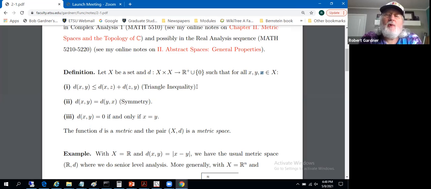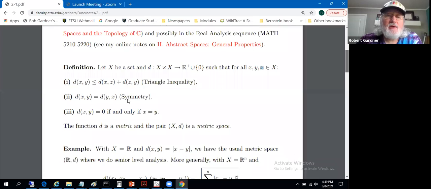But the usual triangle inequality, you're used to that from sophomore linear algebra and all over the place from the analysis classes. Symmetry: the distance from x to y equals the distance from y to x. Very intuitive thing we should have. And finally, the distance from x to y is 0 if and only if x and y are the same point in set X. d, satisfying these conditions, is a metric. And set X with such a function is called a metric space. That's what a metric space is.